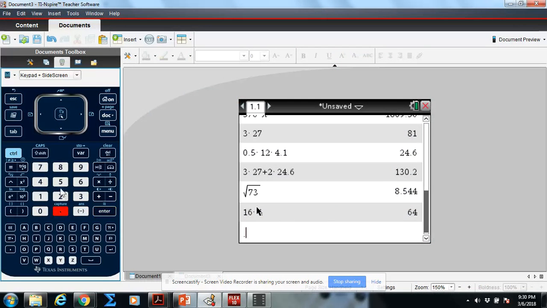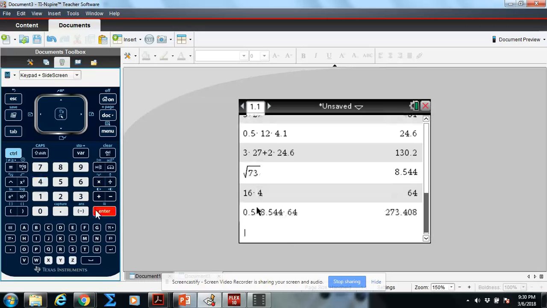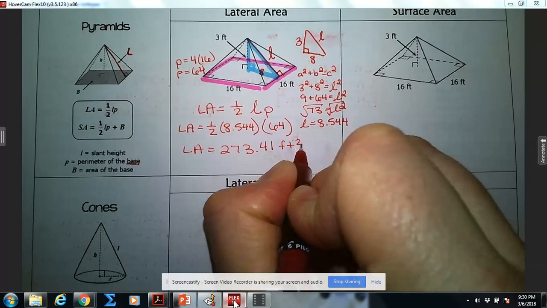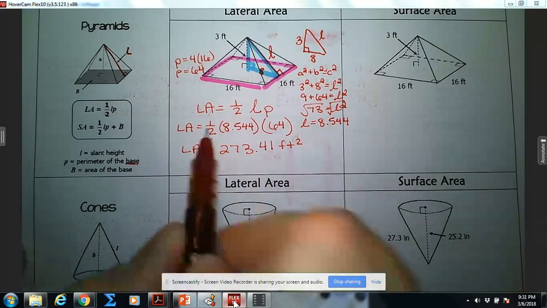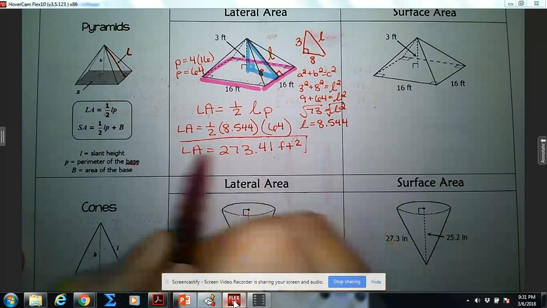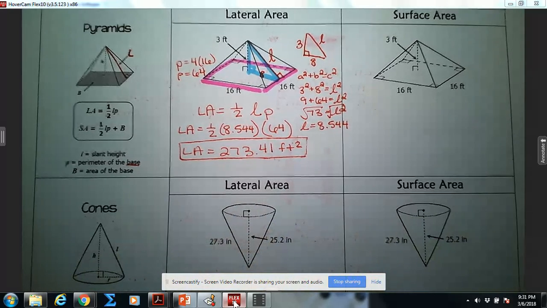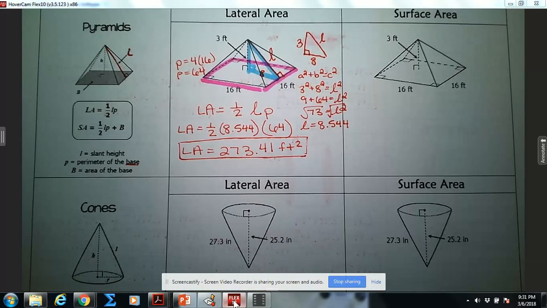1/2 times that 8.544 times 64. Final lateral area is 273.41 if we're rounding to the hundredths. 273.41, and we are measuring in feet squared.